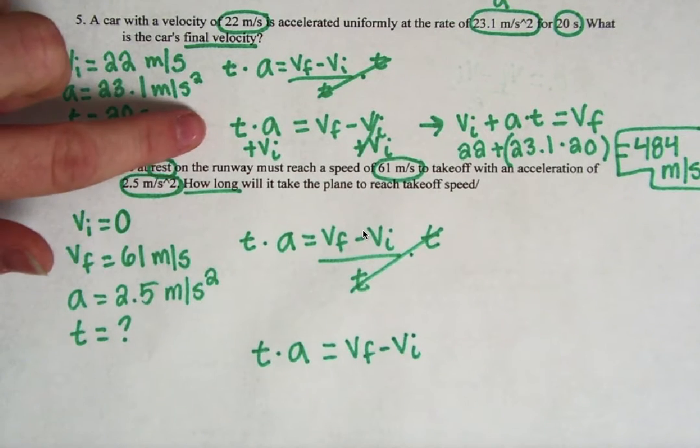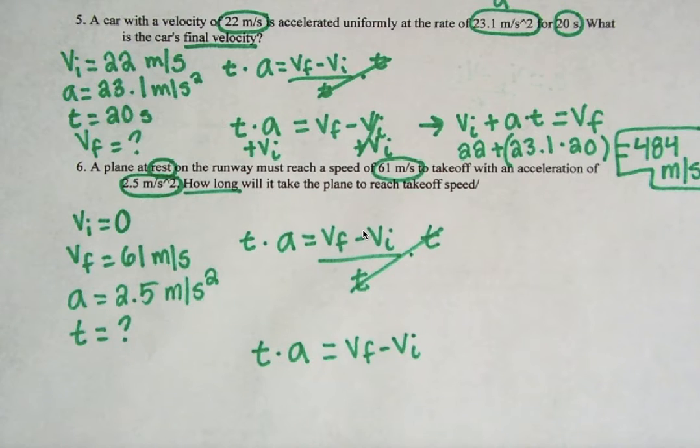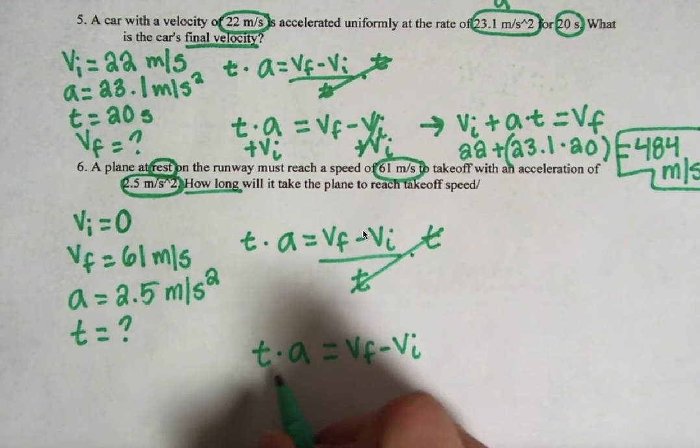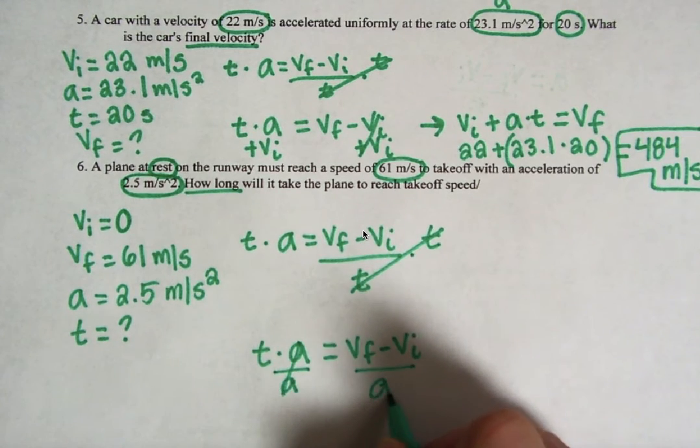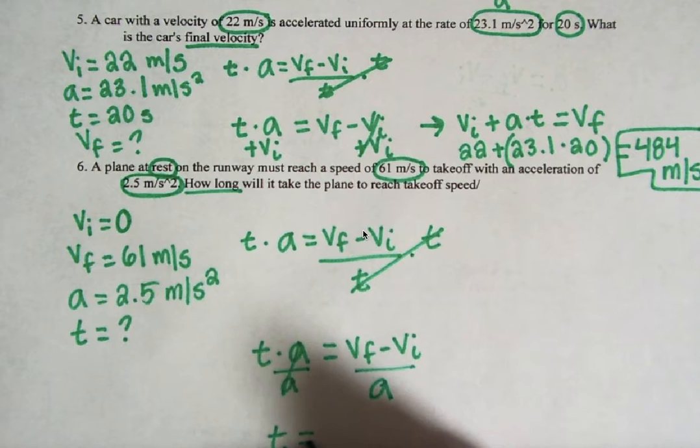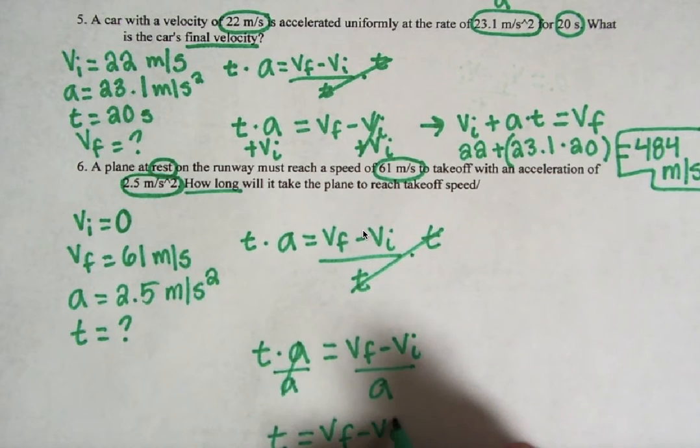So we are back in the same spot we were in problem 5. However, now we're wanting to get T by itself. So now that we've gotten T out of the denominator, we still want to isolate that variable. So we are going to move A to the other side. If you're multiplying by A, we're going to divide both sides by A to make it cancel. So we're going to get time equals VF minus VI divided by A.